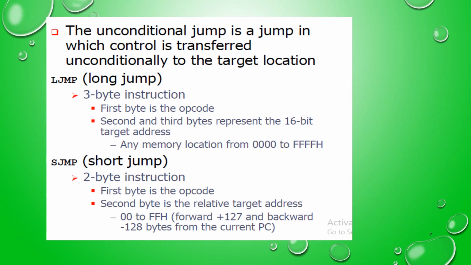It is a 3-byte instruction in which the first byte is the opcode and the second and third bytes represent the 16-bit address of the target location. The 2-byte target address allows a jump to any memory location from 0000 to FFFF. So this is a 3-byte instruction and a long jump, because the address range is 0000 to FFFF. In case of short jump, this is 2 bytes.